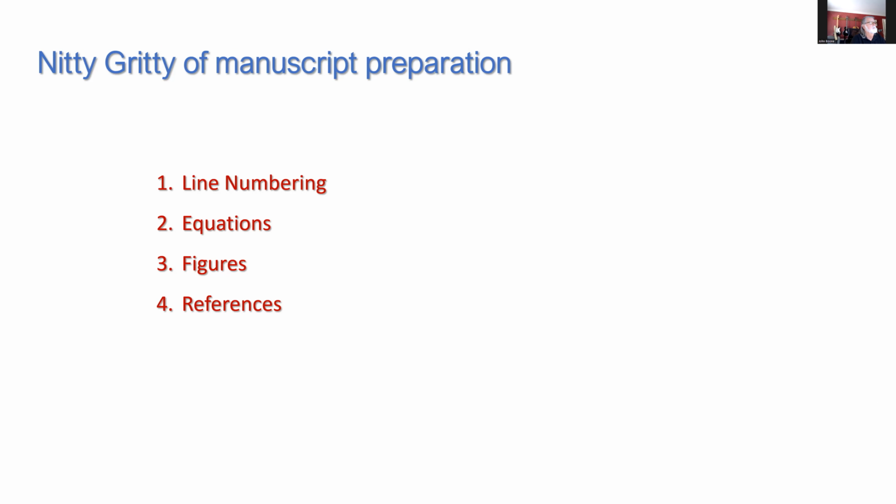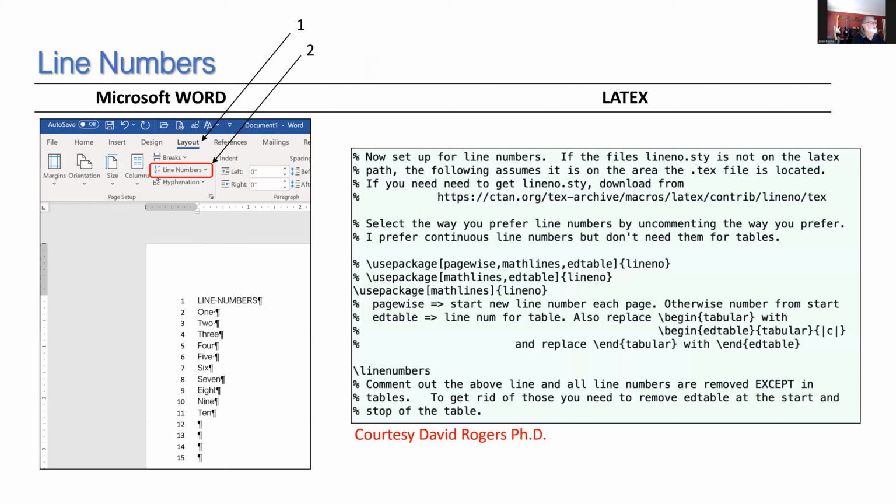Line numbering. The Medical Physics Journal, it helps facilitate the review if each of the lines are numbered. In Microsoft Word, you go into the layout and then you go to line numbers, and you can use that icon and you can see it automatically places numbers in the left-hand column for each of your lines. There's a way to do this in LaTeX as well. I'm not going to read this. I don't read or use LaTeX, but I am thankful for my colleague Dave Rogers for providing this.